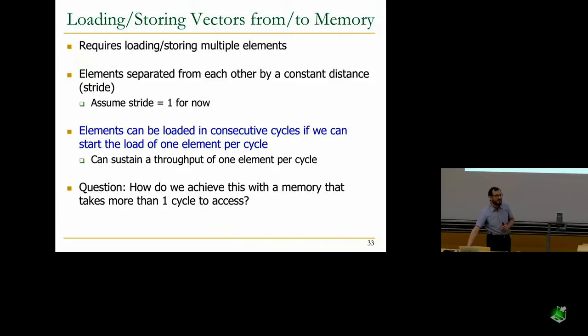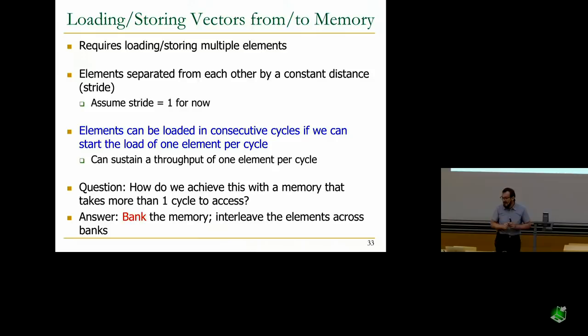And the answer we've seen actually briefly, you need to bank the memory. Banking means you actually have multiple different banks, and your data is in those different banks. Consecutive banks have consecutive elements. Now, you can start access to the first bank in the first cycle, the next bank in the next cycle, the next bank in the next cycle, the next bank in the next cycle. And after 11 cycles, the first one is done. After 11 plus one cycle, the second one is done. After 11 plus two cycles, the third one is done, dot, dot, dot. That's the idea, basically, a very simple idea.